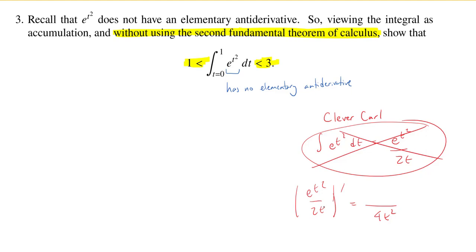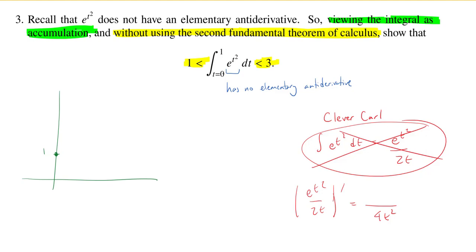So what are we supposed to do? We can't use the fundamental theorem of calculus. Well, it tells us right there in the instructions. We want to view the integral as accumulation. All right, so this function is accumulating stuff. If we tried to graph it, maybe we don't know what e to the t squared looks like, but we can say some things. At 0, you get e to the 0, which is 1.